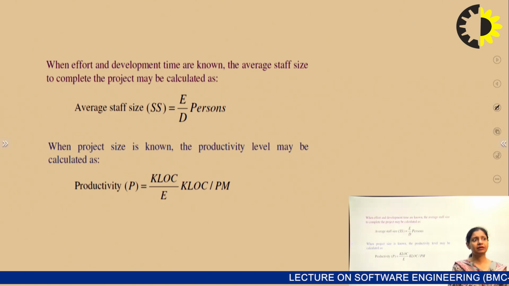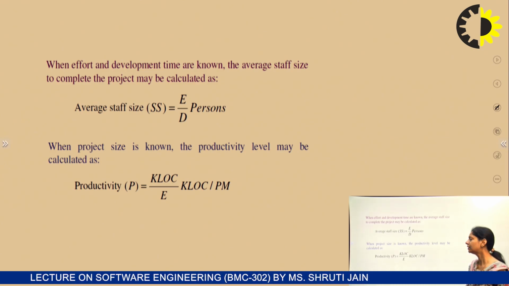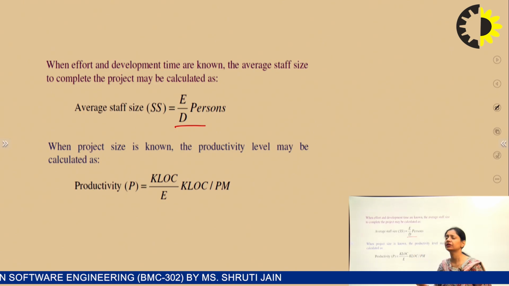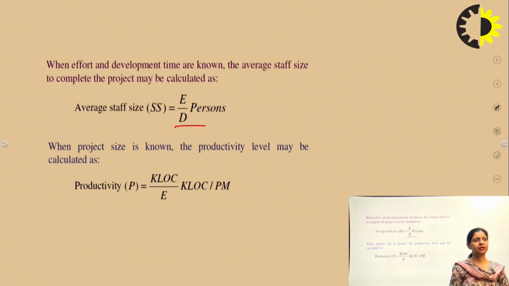When the effort and the development time are known, we can find out the average staff size to complete the project. That is E by D, effort upon the development time. And when the project size is known, the productivity level may be calculated as the total lines of code upon the effort per month. That is the formula, lines of code upon effort. So that would be 1000 lines of code per month.